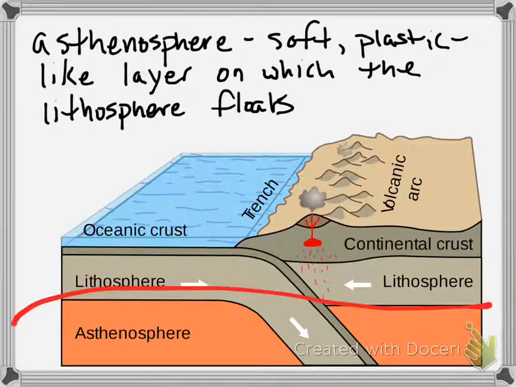Of course, the asthenosphere, that's the one that we just mentioned. That is below the lithosphere. So the asthenosphere is right here. And this is a softer plastic-like layer that is more fluid and movable. And the lithosphere sits on top of the asthenosphere.